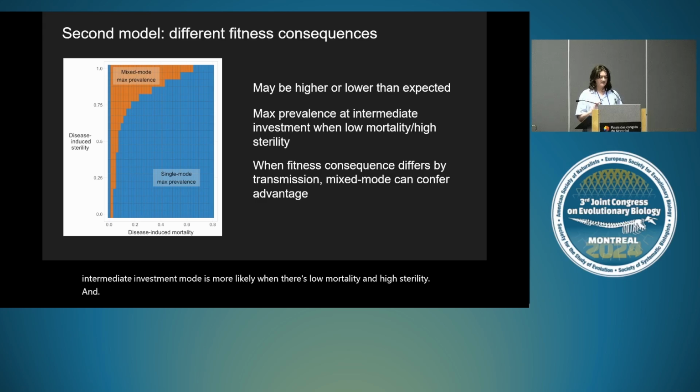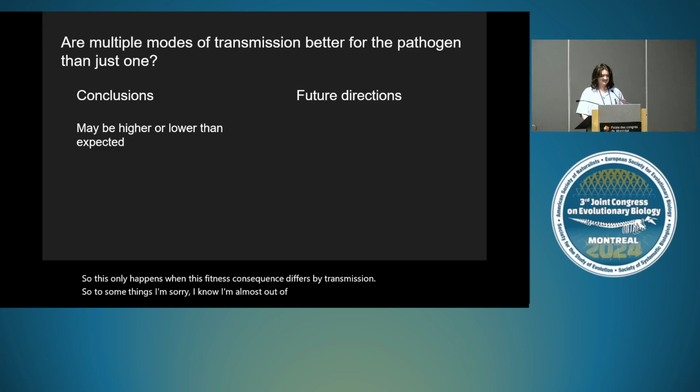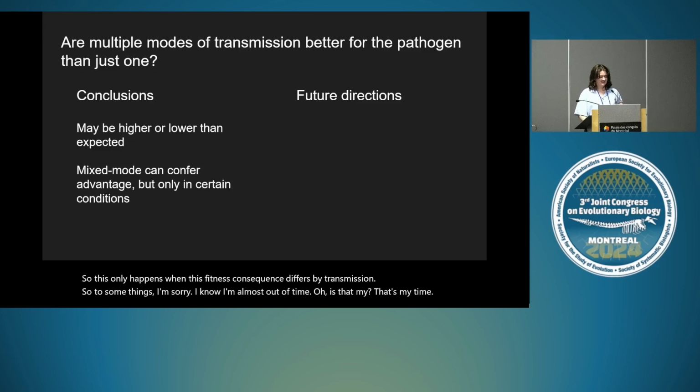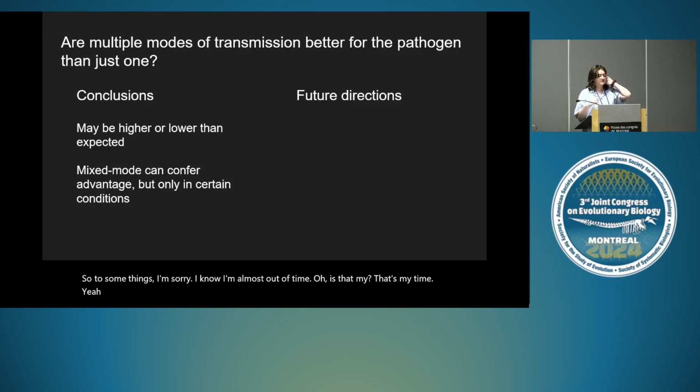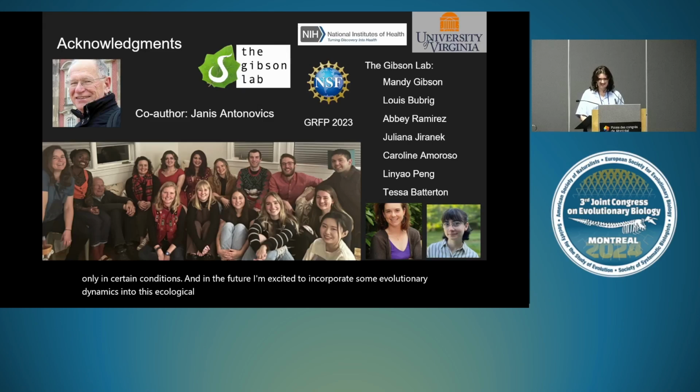So this only happens when this fitness consequence differs by transmission. So to sum things up, sorry, I know I'm almost out of time. That's my chime. Yeah, so we found that mixed mode transmission can confer an advantage to the pathogen, but only in certain conditions. And in the future, I'm excited to incorporate some evolutionary dynamics into this ecological model. Thank you so much.